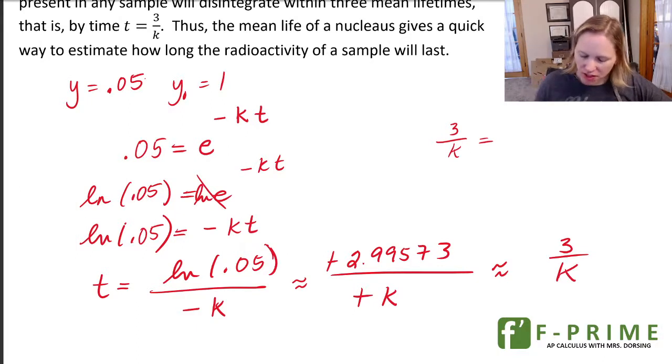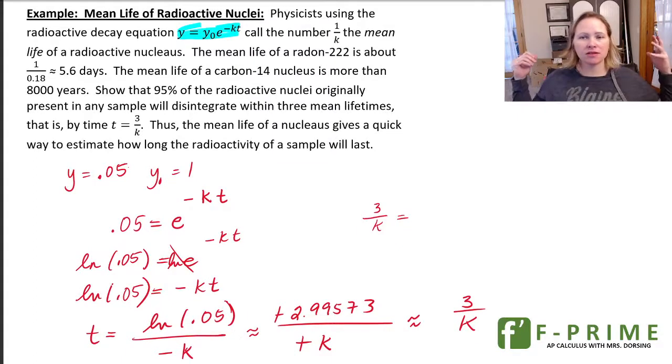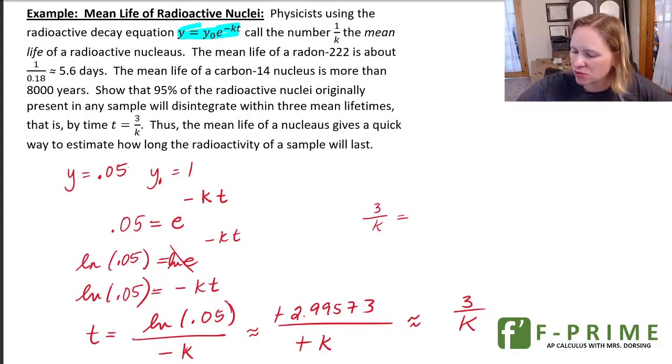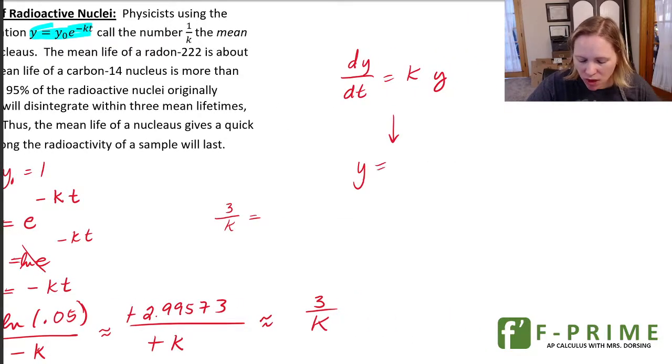So we've just proven that, yes, the time it takes for any nucleus here to decay by 95% is 3 over k. And you can see that even the teacher makes some mistakes, but mistakes help us learn, mistakes teach us what to look for, and mistakes make us better in the end. So hopefully this was a helpful video for you. Some of the problems are just a little tricky, and the key here is remembering you can always do separation of variables when you have any sort of dy dt equals k times y. When you have this situation, you can always just jump to y equals y naught e to the kt. The k's are the same.